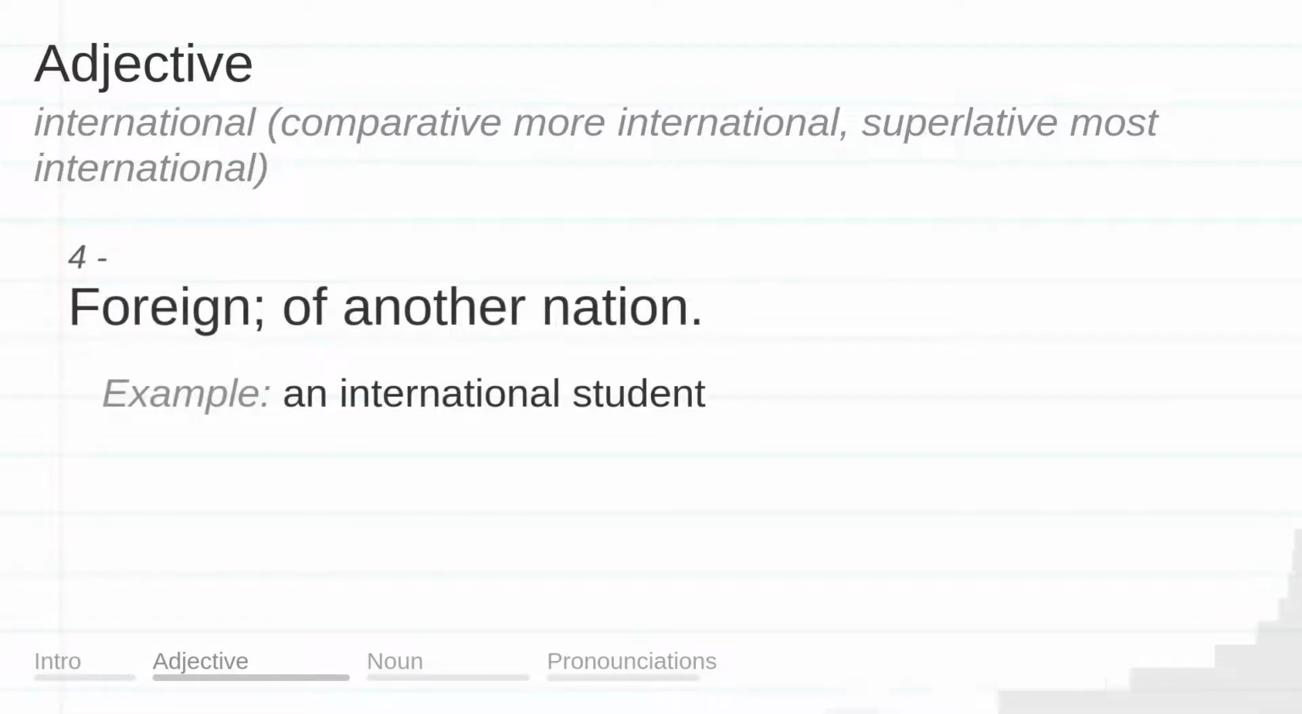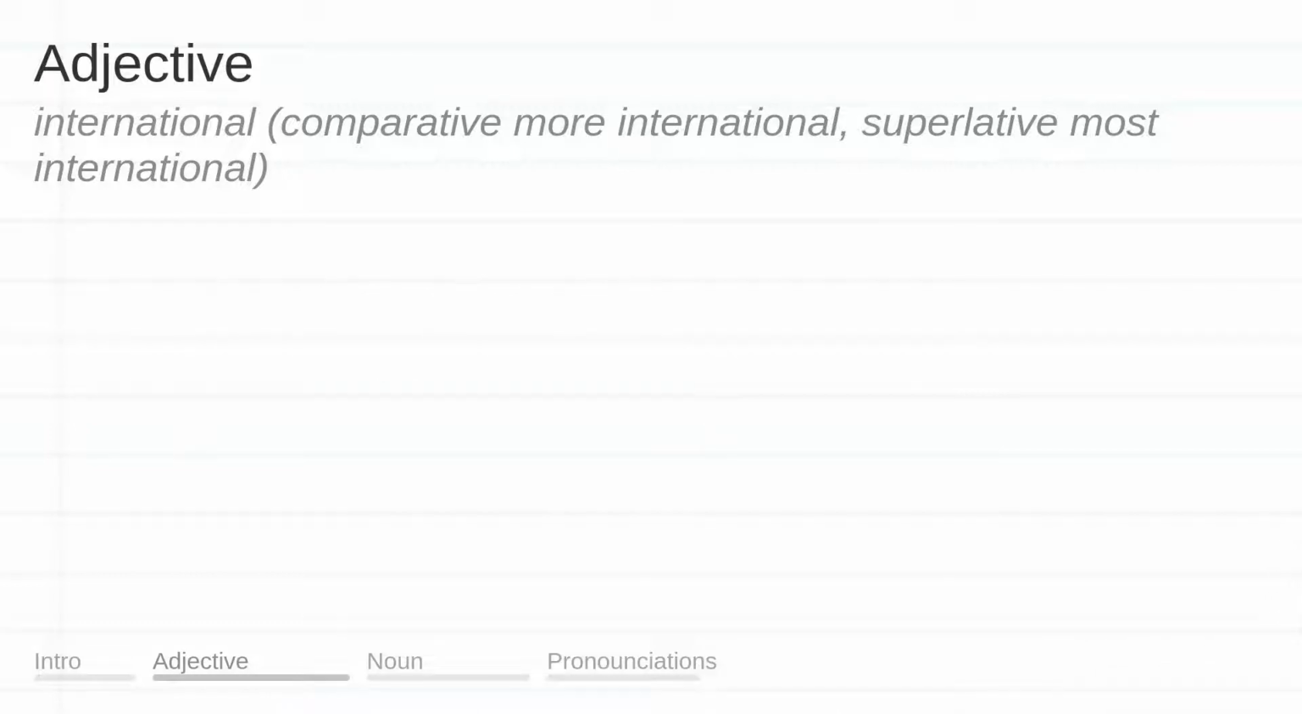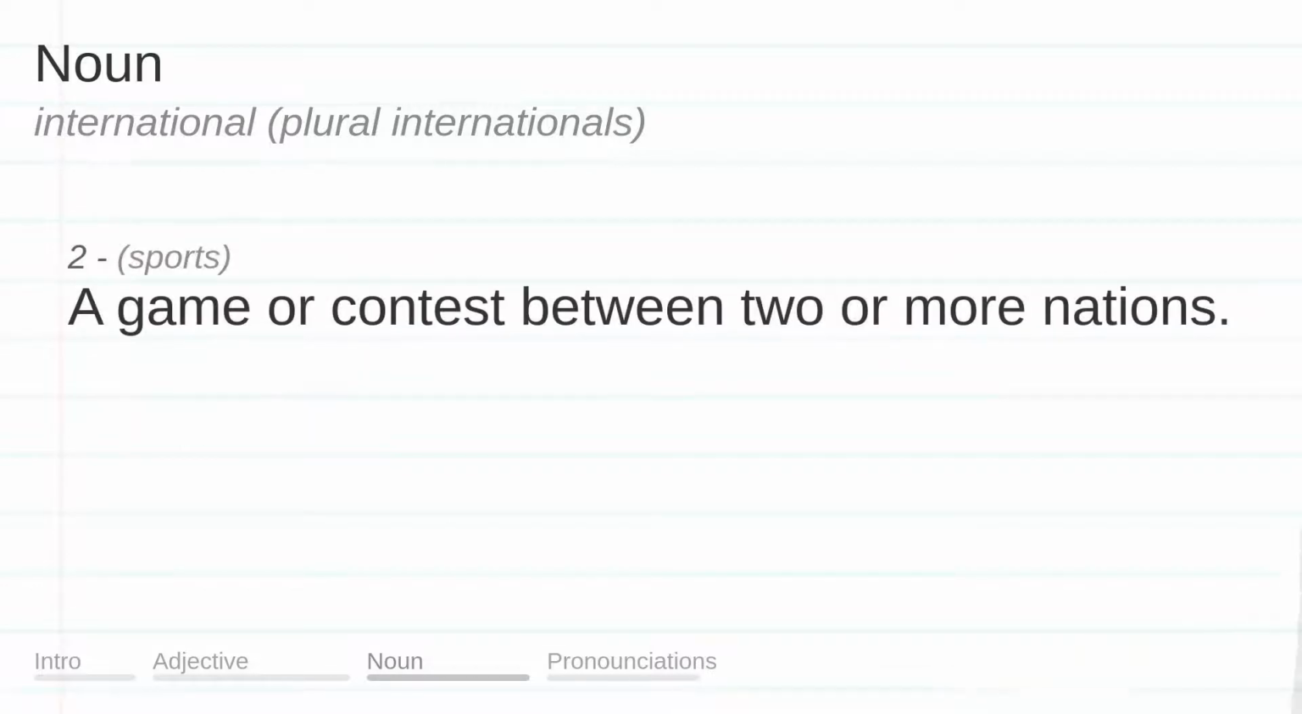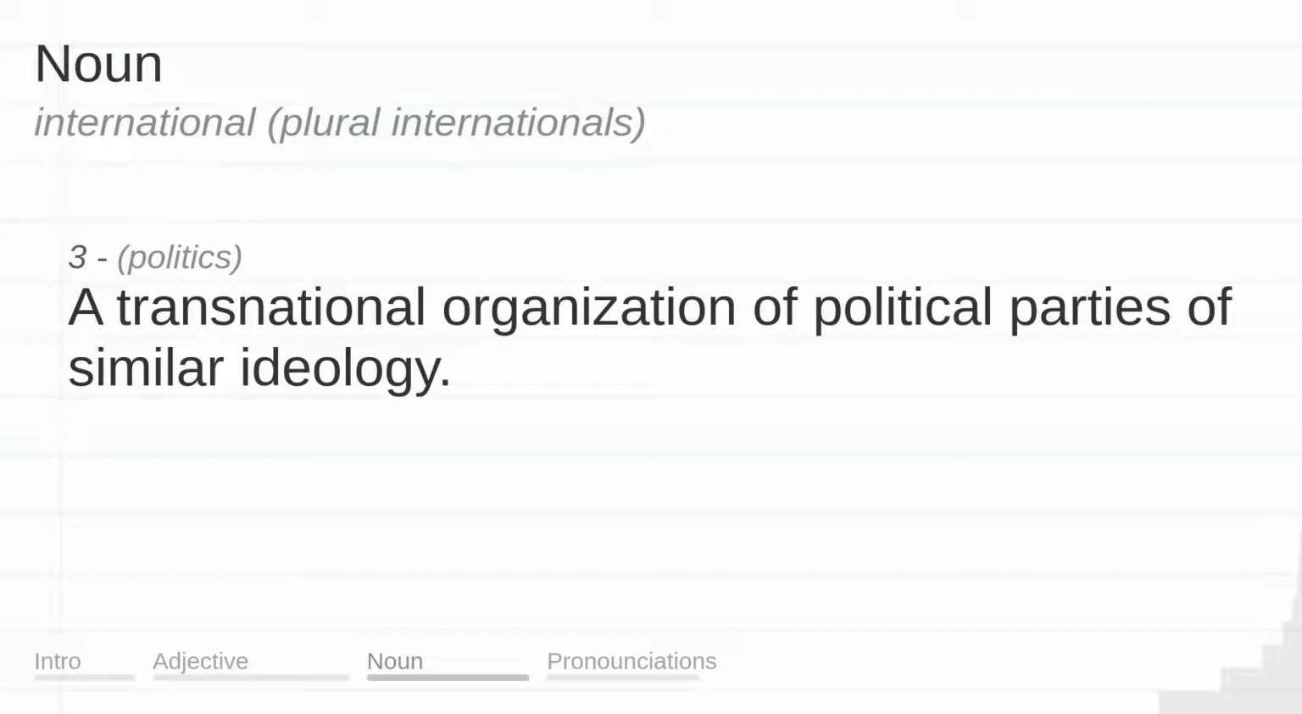Foreign, of another nation. Example: an international student. Noun. Someone who has represented their country in a particular sport. Example: the United team includes five England internationals. A game or contest between two or more nations. A transnational organization of political parties of similar ideology.